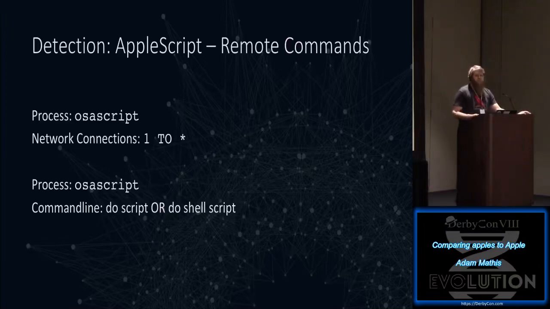So a couple of detection ideas. Looking for any kind of OSA script with network connections. For the most part, these things are going to be localized to the system. You can also look for any of those that are passing a do script or do shell script on the command line, because you can wrap a command in Python, in Bash, in OSA script, like have multiple layers to really obfuscate what you're doing.